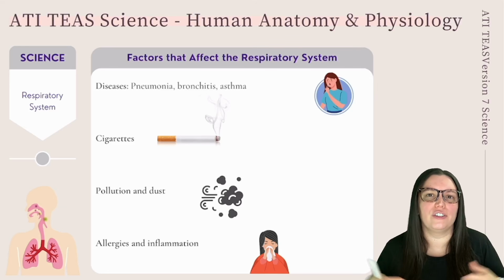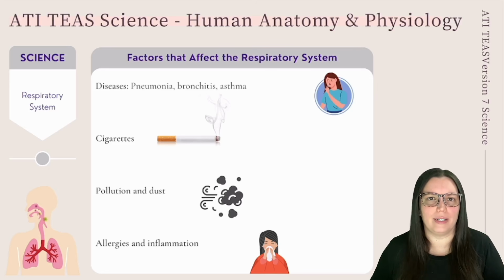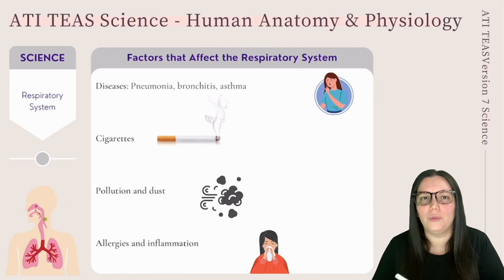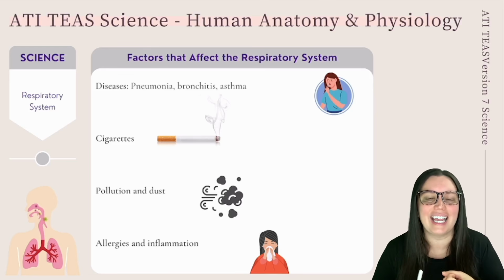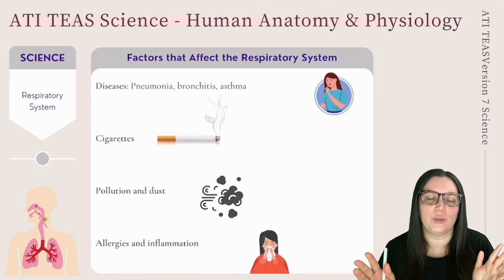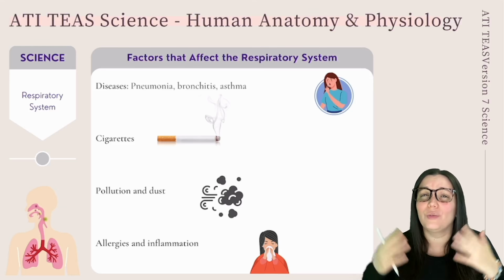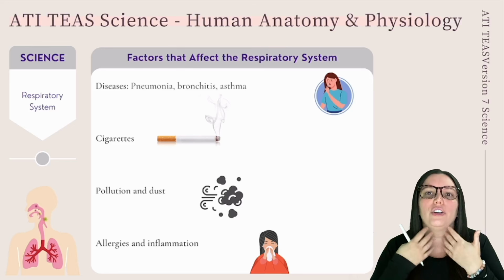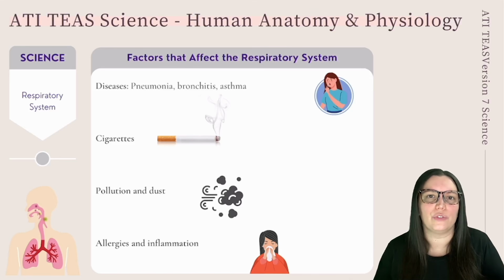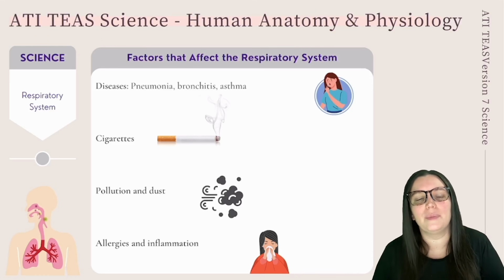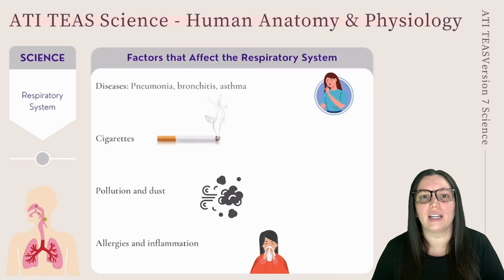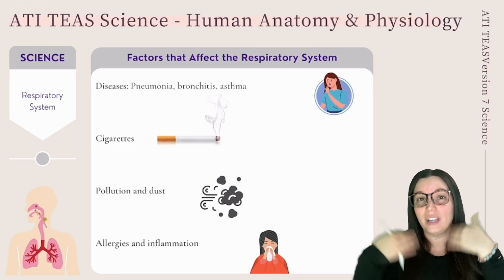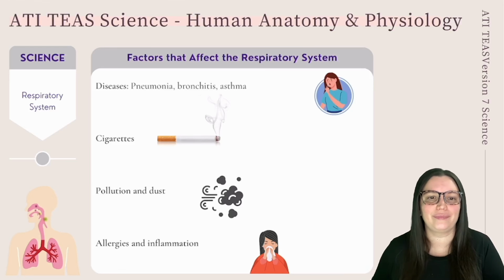So what are some factors that can ultimately affect our respiratory system? Well, number one, there's diseases, right? We have pneumonia, bronchitis, and asthma. All of these can affect the way that we breathe. Asthma is really a common one that you're going to see in a lot of persons that come to the hospital, and that is because ultimately your airways narrow and it makes it difficult to breathe. Mucus buildup is another issue that can ultimately affect breathing by making it difficult to inhale and exhale.